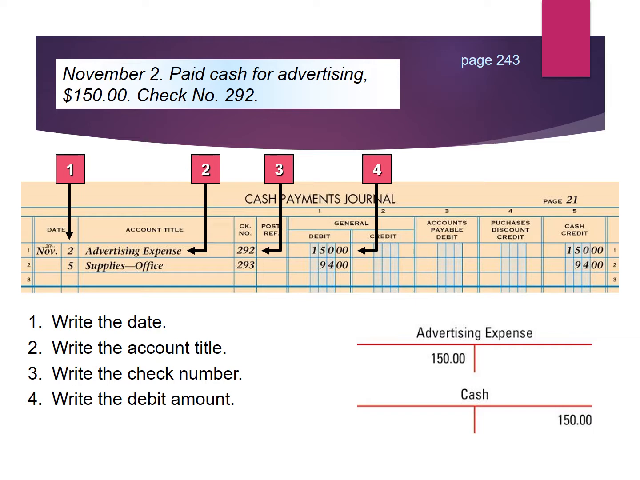Our second account in this entry is our cash credit. So we first look to see if we have a specialty column that applies to a cash credit. We do. We look at column 5. That column 5 is for any time we write a check for cash. So we will record $150 underneath the cash credit.